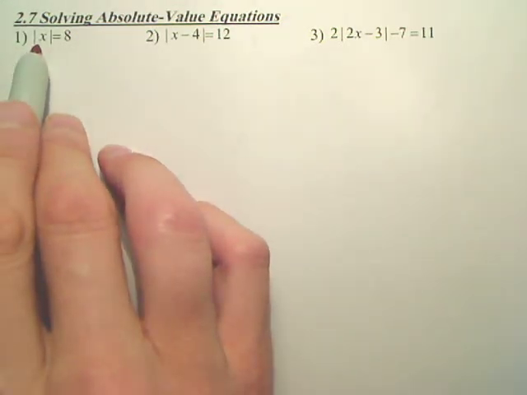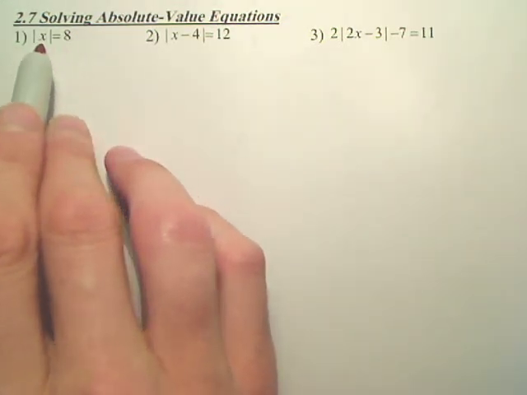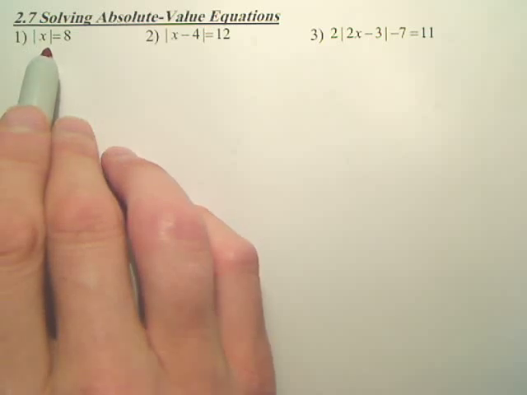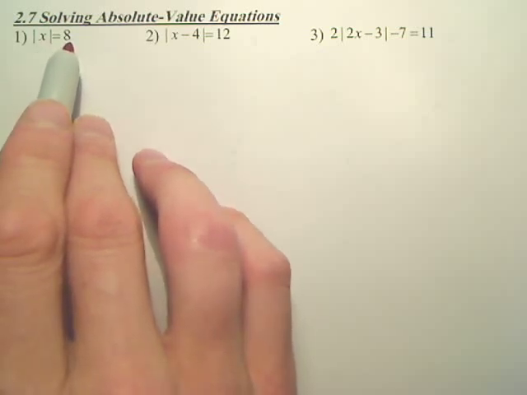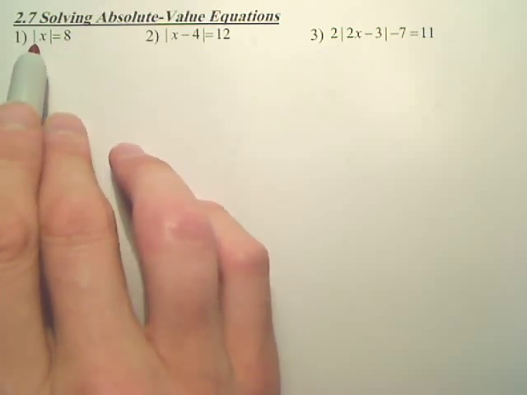The absolute value of what is 8? These little lines basically are saying make it positive. So what values give me 8? There's actually 2. Basically it's saying what 2 numbers are 8 from 0? Because absolute value also means distance from 0.